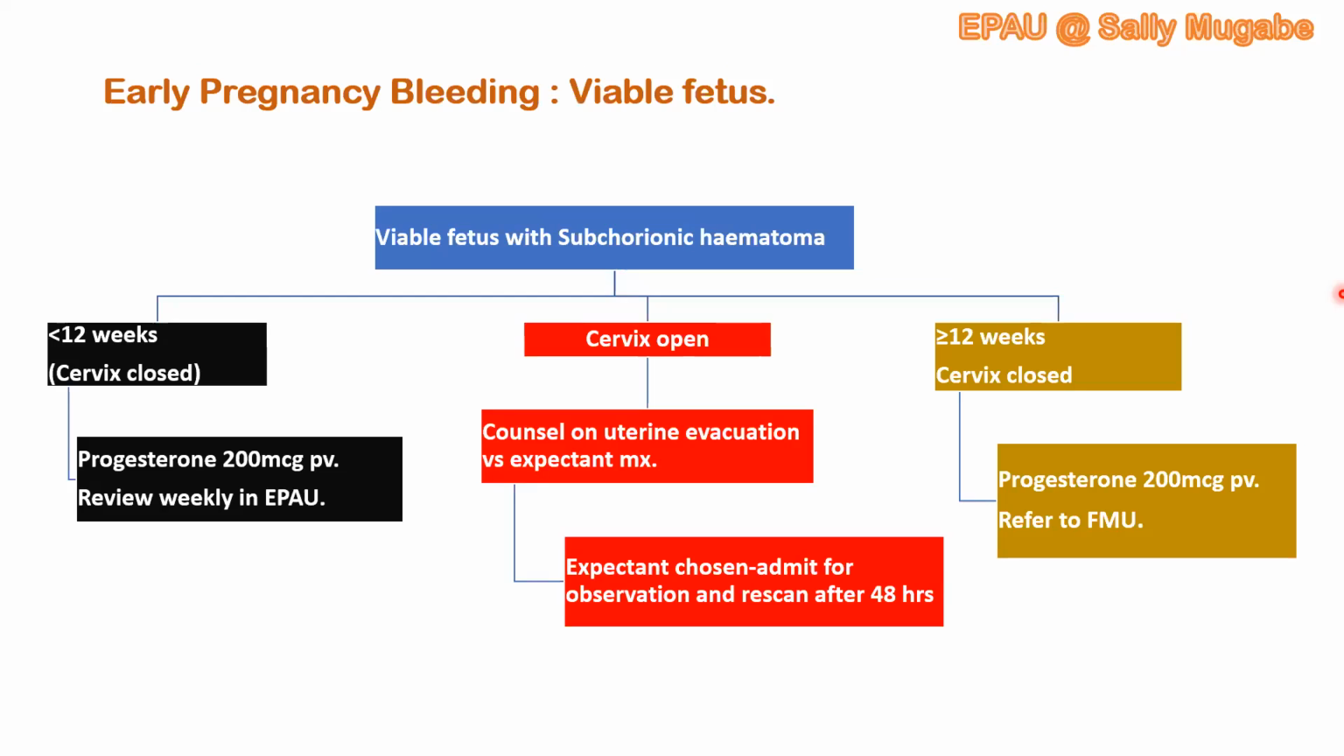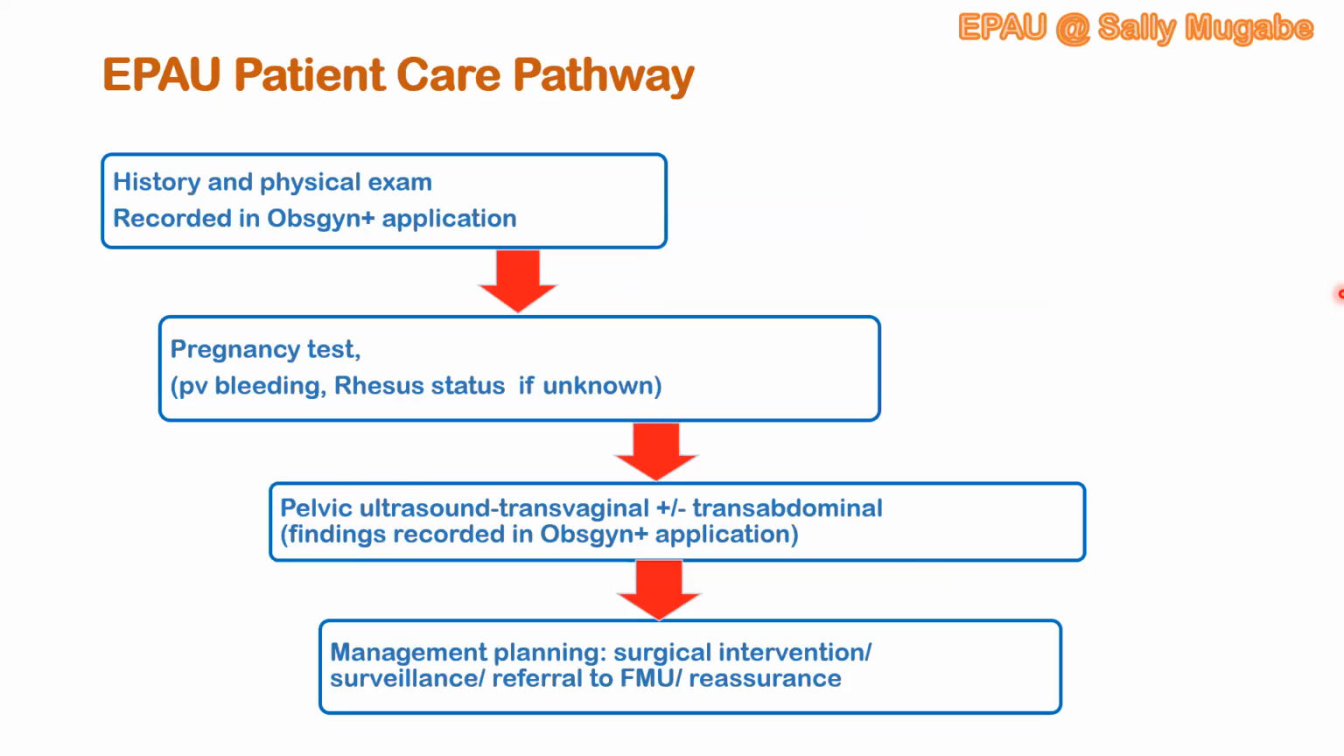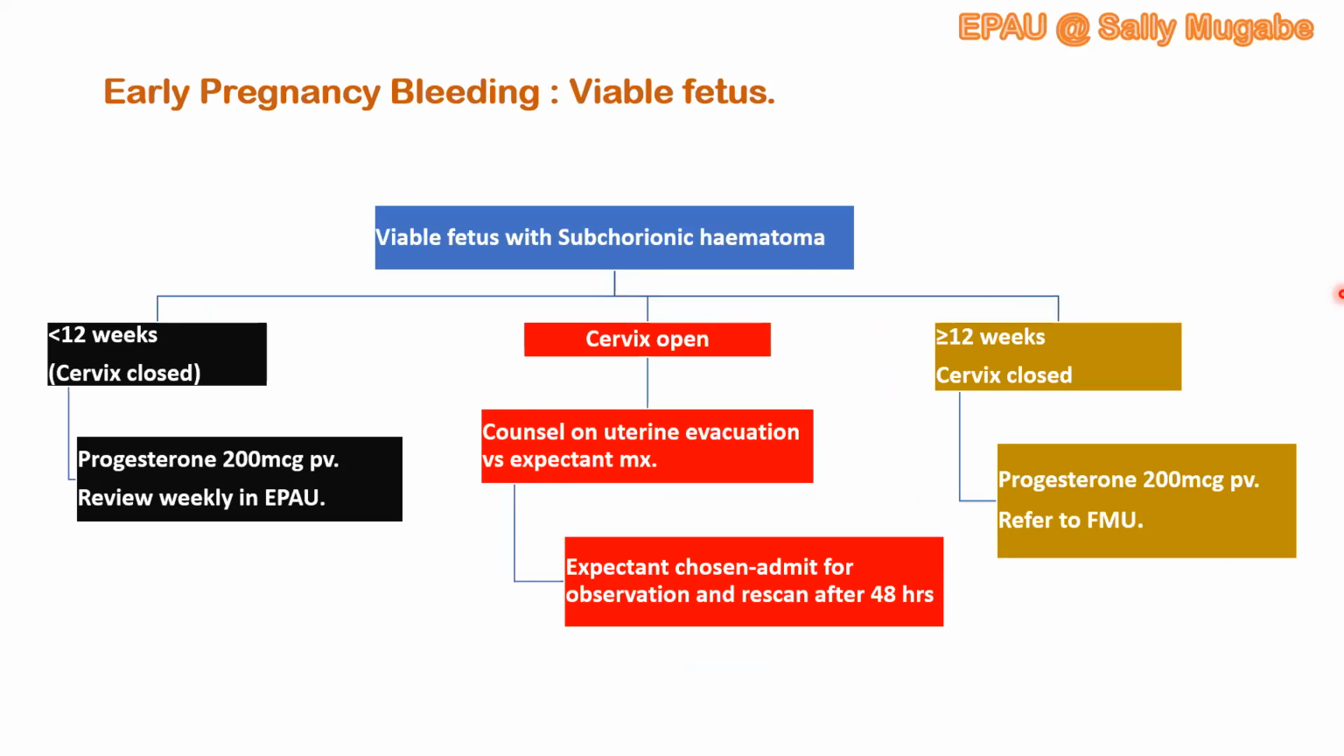I think, is it this slide, or let me see which slide that pertains to. Right, so let me start with this slide to say we have a patient who comes, viable fetus with subchorionic hematoma. As long as they are below 12 weeks, these are EPAU patients. The EPAU has to follow them up until they are 12 weeks. When they are more than 12 weeks, they have to be referred to the FMU. Why are they being referred to the FMU? They are being referred to FMU so that, one, FMU can do a thorough check on this baby to say, this baby who is threatening to miscarry, is it a morphologically normal baby?